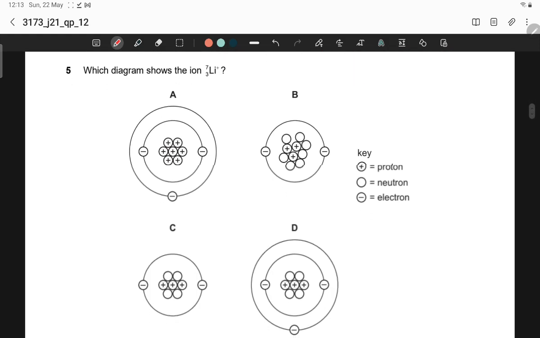Which diagram shows the lithium positive ions? So lithium positive, proton, neutron, and so on. A, lithium has 3 and 7, 3 proton, 3 electron, and 4 neutron.